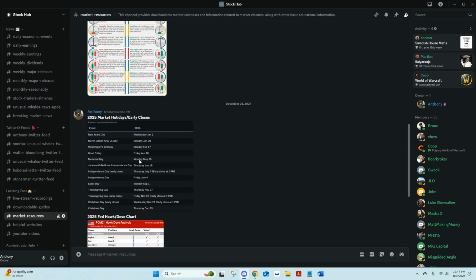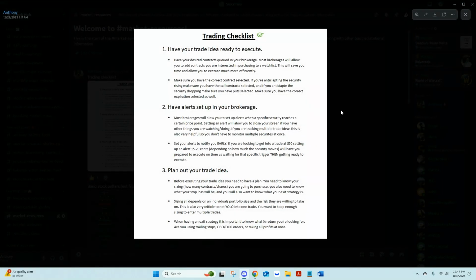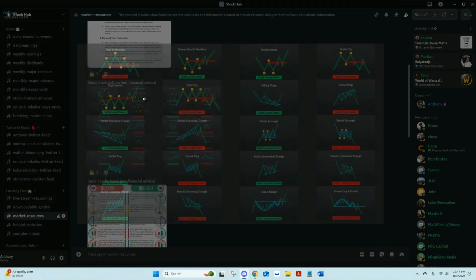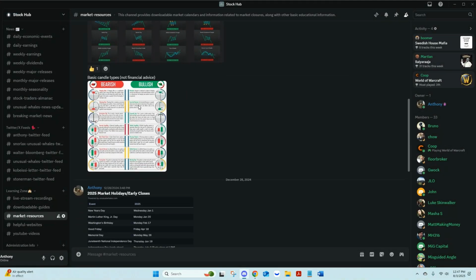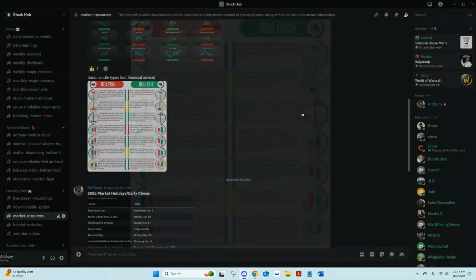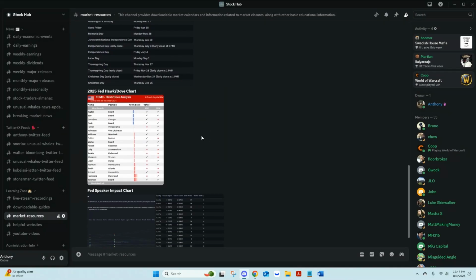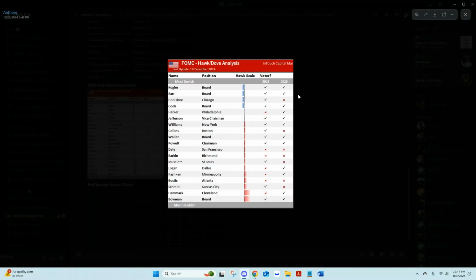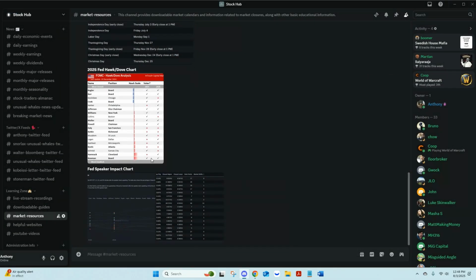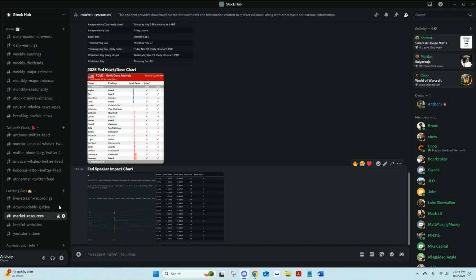Just some market resources. These are yearly market resources. I have a basic trading checklist for anybody. Just some basic stock patterns. Different types of candles with some information there. Your 2025 calendar, so you can see what days were open, closed. Your 2025 Hot Dove FOMC voter list, and a Fed speaker impact chart. So just some little data there.